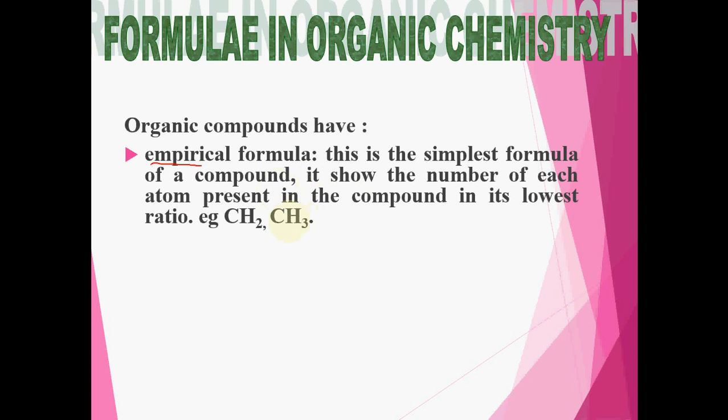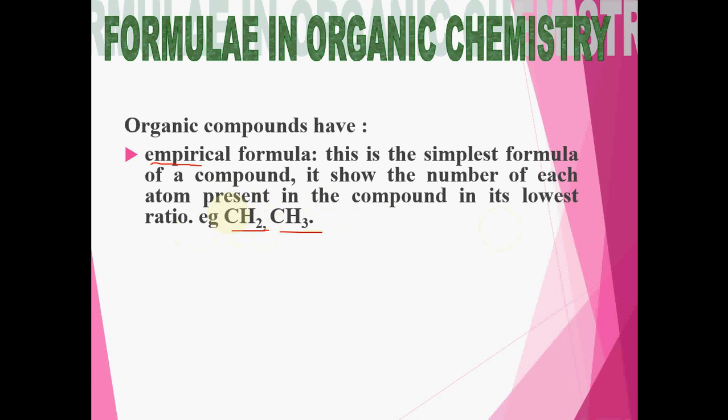So in the simplest ratios, for example, if you look at this and that, this is the simplest formula that I can give for a particular compound. I don't know the name, but at least you are simply saying it is showing the number of each atom present in a compound in its lowest ratios.